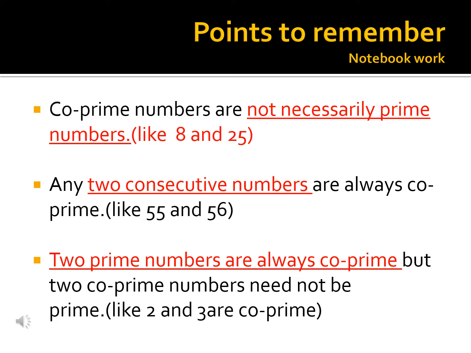The second property is any two consecutive numbers are always co-prime numbers. For example, 55 and 56. You can take any other example as well. Any two consecutive numbers are always co-primes.